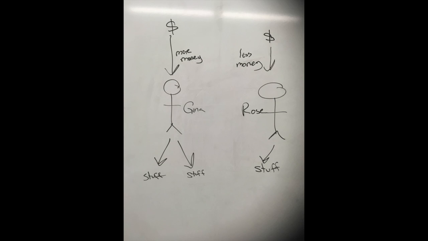This can be related to finance. If Gina takes in a large amount of money, she can buy more things with that money. Meanwhile, if Rose takes in a smaller amount of money, she will be able to buy less things.